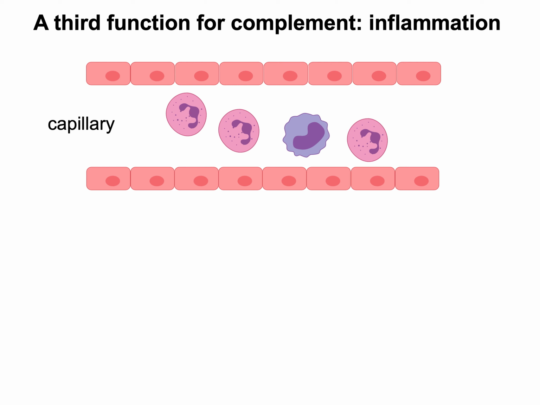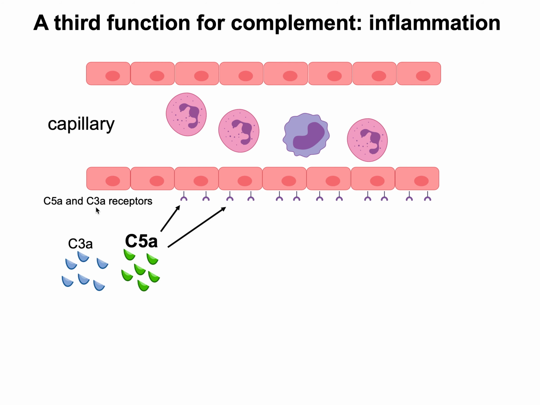Now, a third function for complement is inflammation. So I've drawn here a capillary with monocytes and neutrophils that are circulating through. These endothelial cells also have receptors for some complement components, including receptors for these cleavage products C5a and C3a. These products bind to these receptors on these endothelial cells and activate them, enhancing the ability of neutrophils and monocytes to migrate into this inflamed tissue.